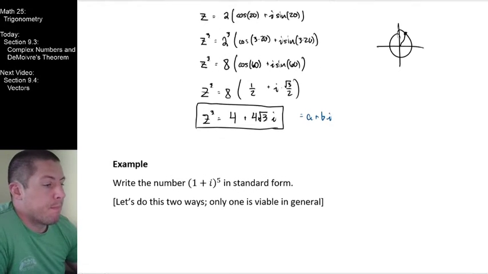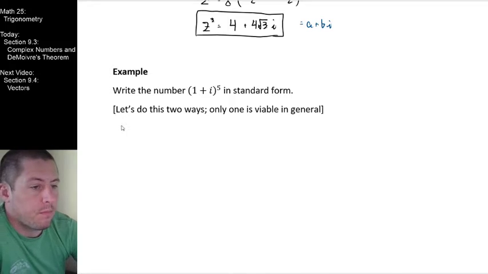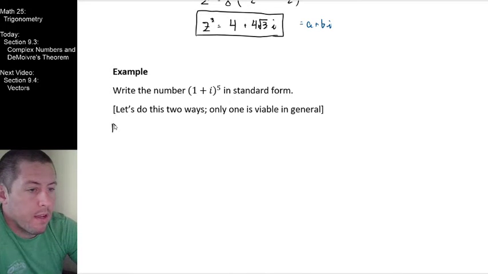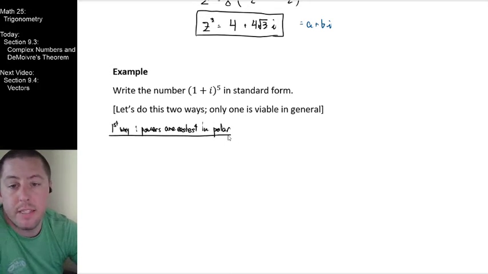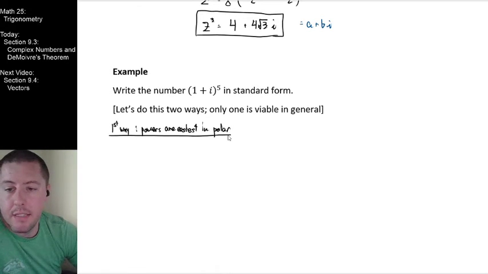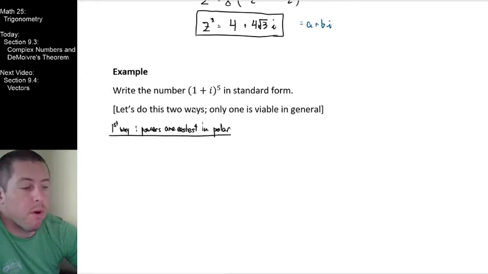So, let's do this first way. Powers are easiest in polar. This is our first route to our solution right here. So let's go ahead and do this first way to say, listen, I'm thinking to myself, or I'm telling you, it is going to be easiest to do arithmetic with complex numbers if they're in polar form first. So let's identify r.